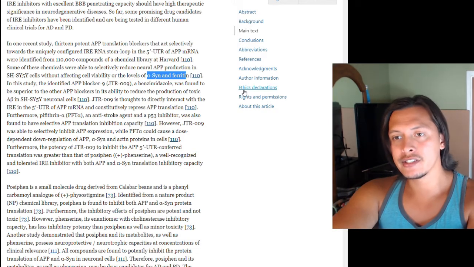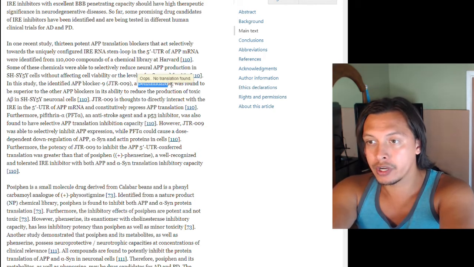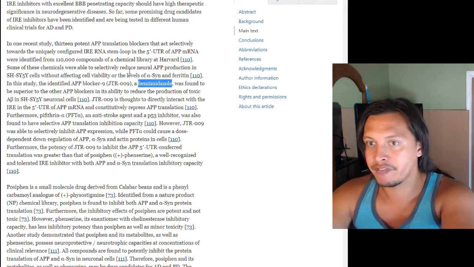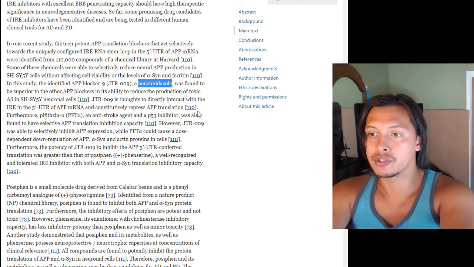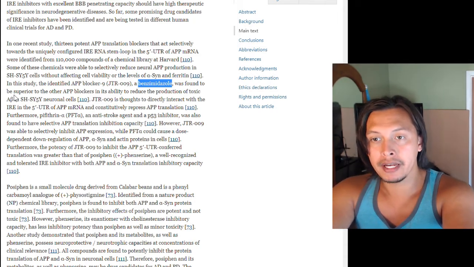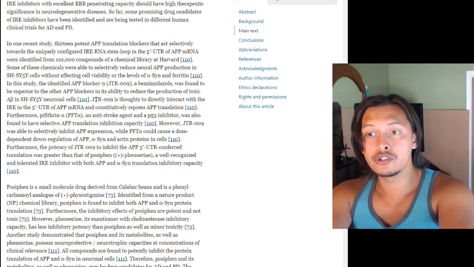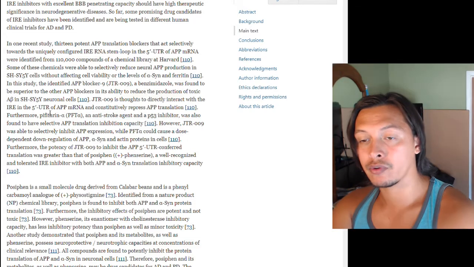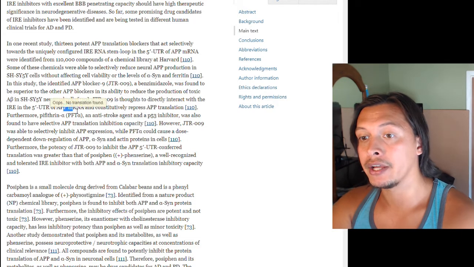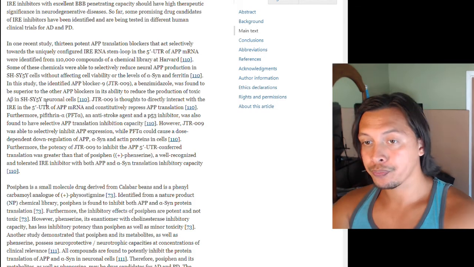So in this study, the identified APP blocker 9, or JTR009, which is a benzimidazole, which that's just a chemical family, is found to be superior to the other APP blockers in its ability to reduce the production of toxic amyloid beta in SH-SY5Y neuronal cells. So JTR009 is thought to directly interact with the IRE in the 5' untranslated region of APP mRNA and constitutively repress amyloid precursor protein translation.